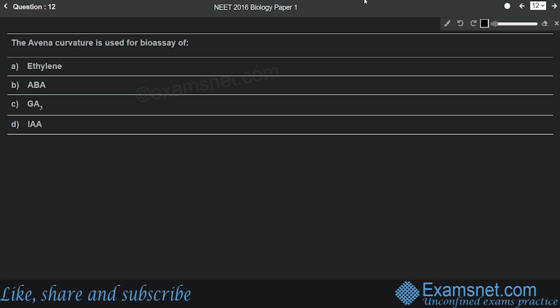Now question number 12 is from the chapter Plant Growth and Development, and the question is the Avena curvature is used for bioassay of, options are ethylene, then ABA, that is abscisic acid, then GA3, that is gibberellic acid, and the last one is IAA, that is indole 3 acetic acid. Okay, so what does this Avena curvature mean?